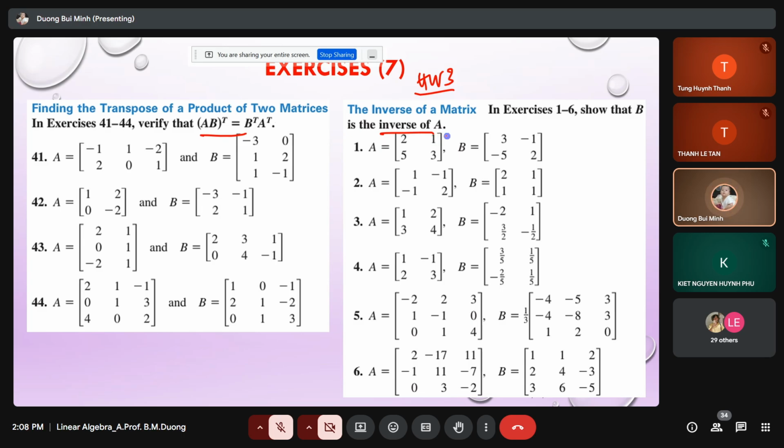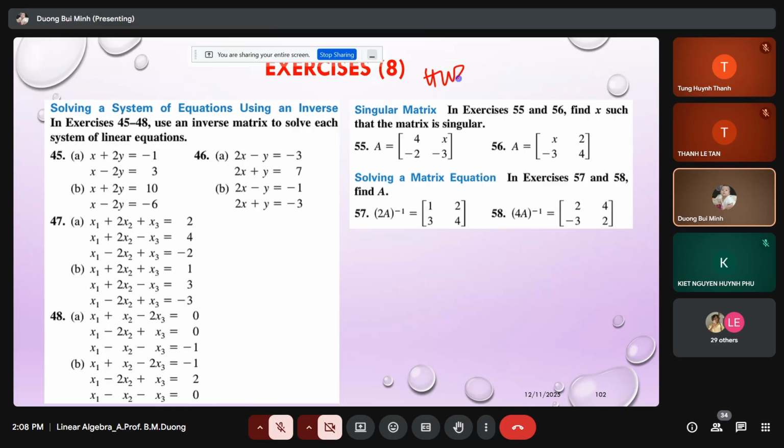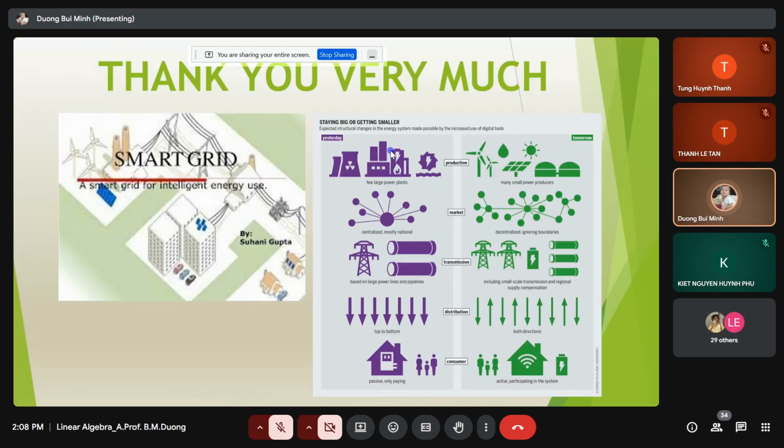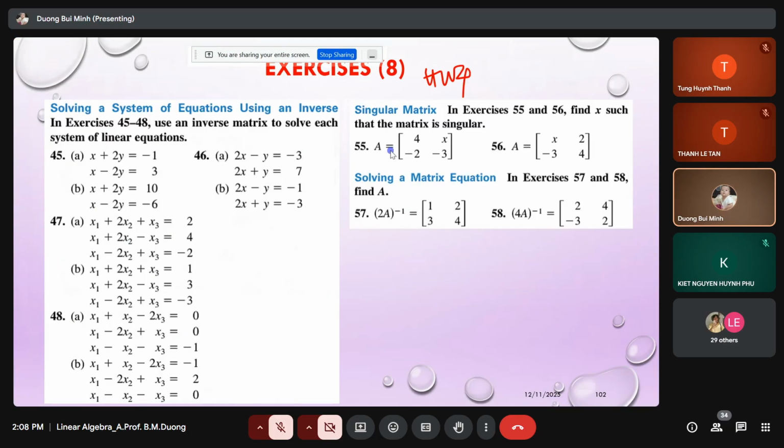So that B is the inverse of A. That means you need to demonstrate B is the inverse of A. We need to calculate inverse of A. Homework 4, we calculate. So we finish lecture 1, part 3. Any questions so far? The homework of lecture 1, part 3 will be exercises 5, 6, 7, 8.